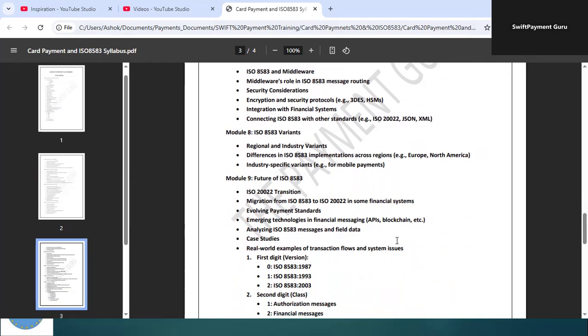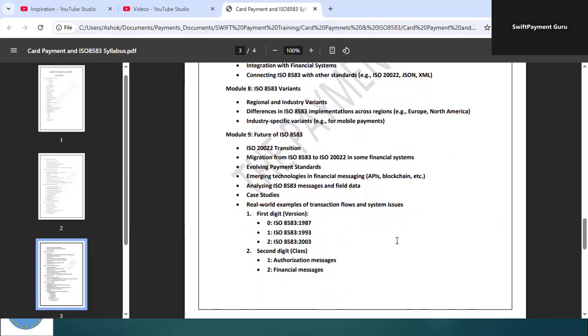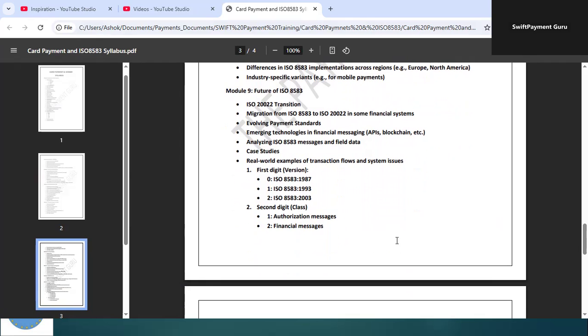Then the next module we'll understand is ISO 8583 variants, which includes regional and industry variants, differences in ISO 8583 implementation across regions, that is Europe, North America, and Asia Pacific. Then industry-specific variants also we'll learn, which includes those for mobile payments, and we'll also learn what the future is for ISO 8583.